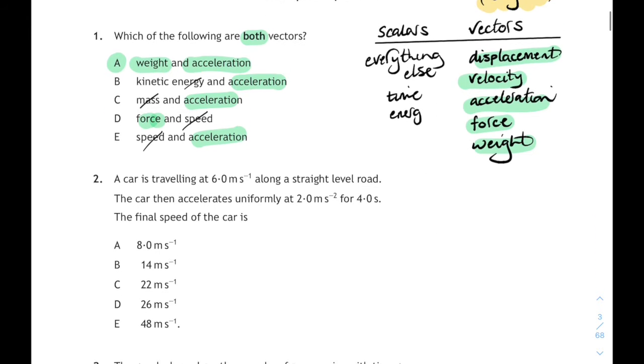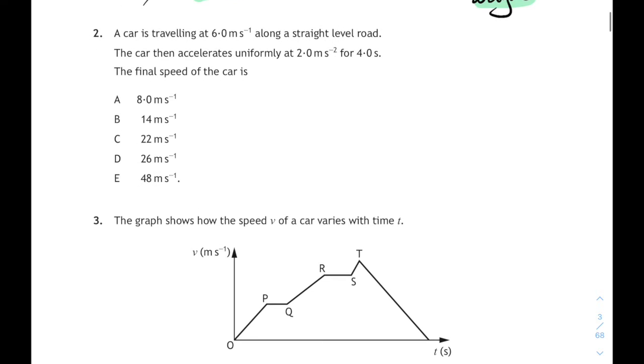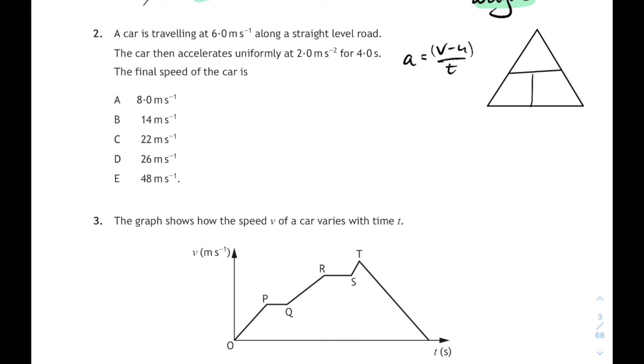Moving on then, question 2. A car is travelling at 6 metres per second along a straight road. The car then accelerates at 2 metres per second squared for 4 seconds. What's the final speed of the car? Well, we need our acceleration equation.